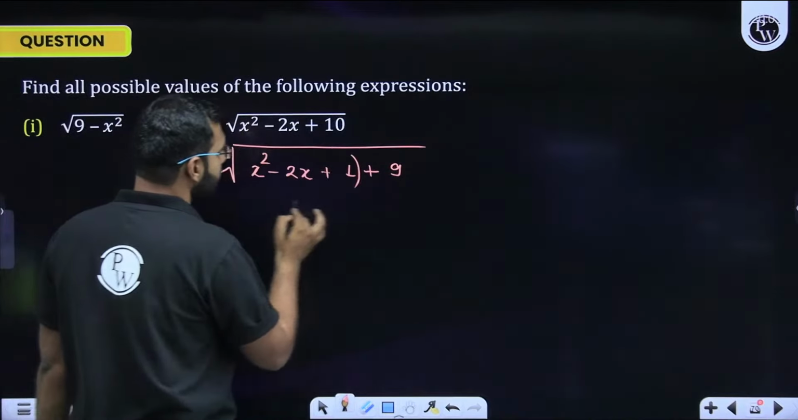When I do so, what I get is under root of a square plus b square minus 2ab, so it is clearly nothing but what? x minus 1 whole square plus 9. Everybody understood that? All the participants.